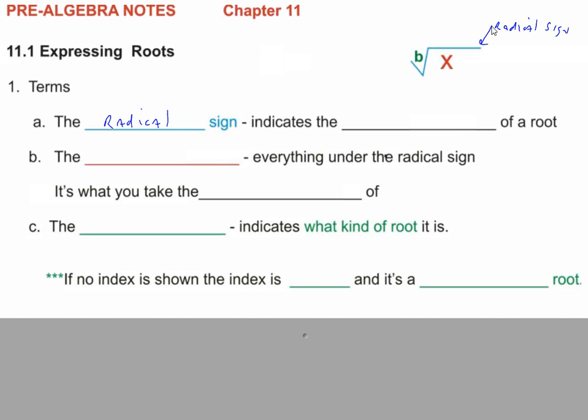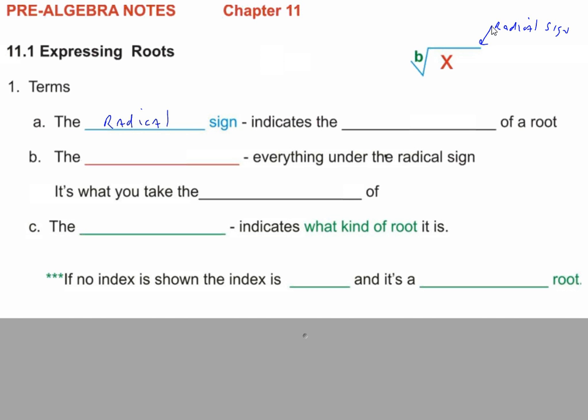Right, the radical sign. In pre-algebra, we dealt mostly with square roots. We did a few cube roots. But here, it could be any kind of root. It could be a 5th root, an 8th root, a 20th root, etc. We're going to do all kinds of different roots.